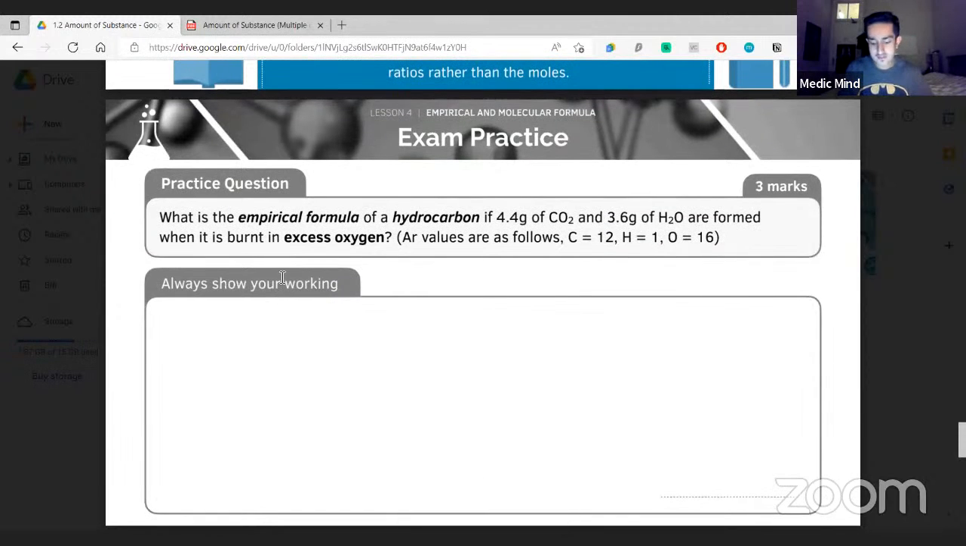Let's have a go at this one. This is slightly more challenging. I'm going to let you guys have a go at this. I'm going to give you 2 minutes to just work on it, and then I'll ask you to put your answers in the chat.